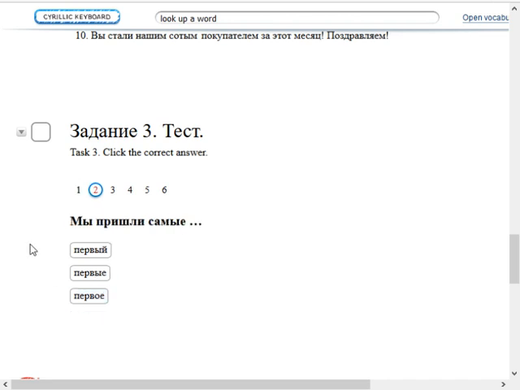Мы пришли первыми. So we arrived first. Okay, so we arrived first. Первые. За этот год она поменяла уже третью работу. Okay. In this year, she already started her third job. Okay. Третью, so she's a job hopper.